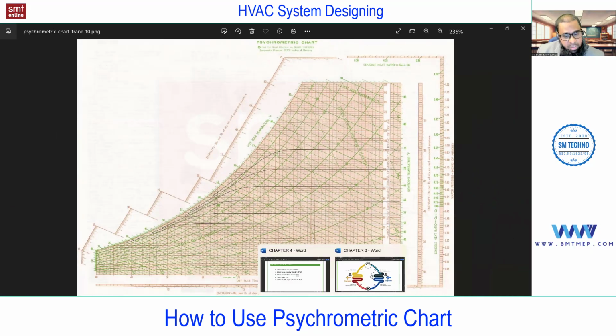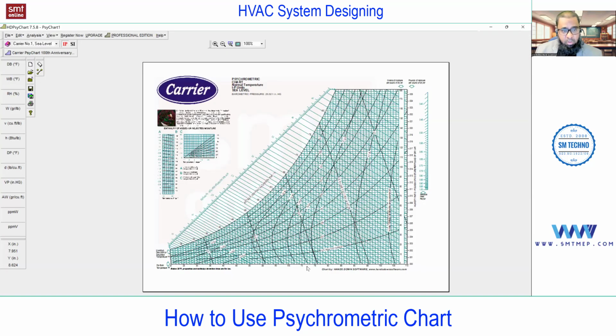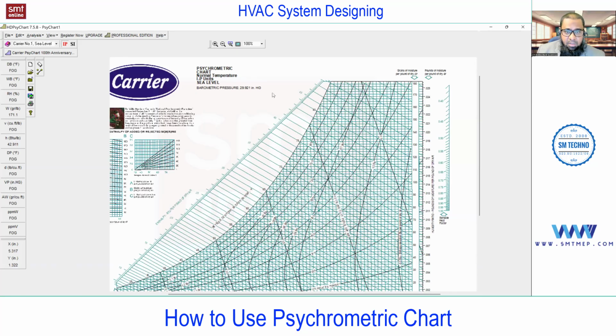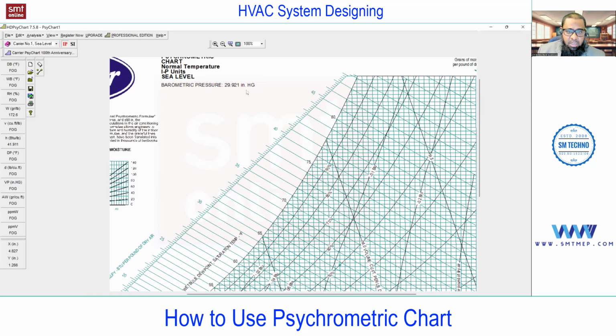If your project location is above or below sea level, we can change this. You see, we have 2,500 feet above sea level, 5,000 feet above sea level, 7,500 feet above sea level. So as per the location, we can change, but mostly we use the standard at sea level. And when I click sea level, you can find the same: 29.92 inches of Hg.